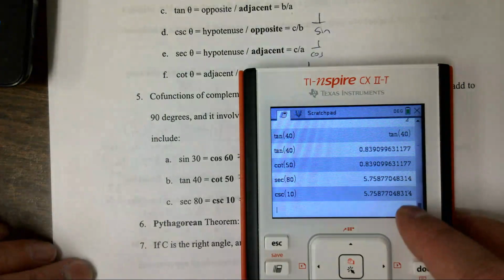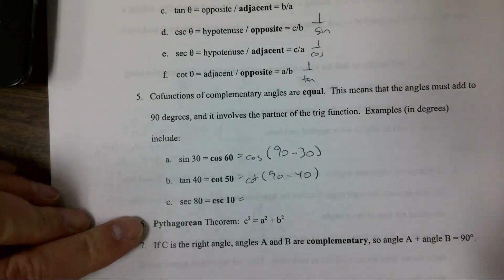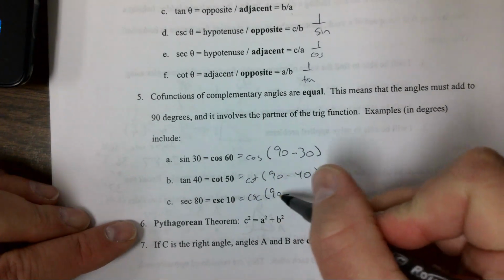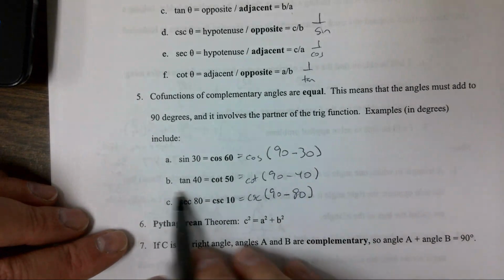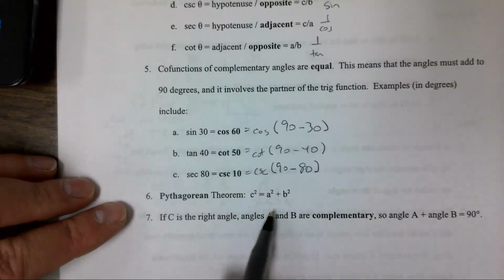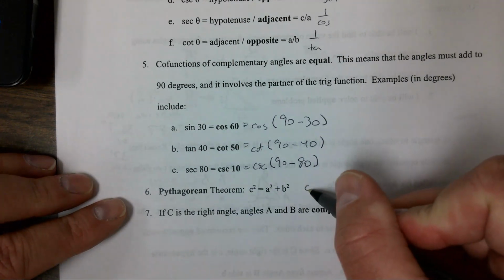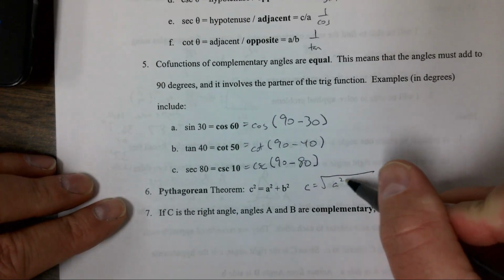Yeah, it was right. So this would be like cosecant of 90 minus 80. So that's how those are related. And then here's your Pythagorean theorem. And so, C is the square root of a squared plus b squared.